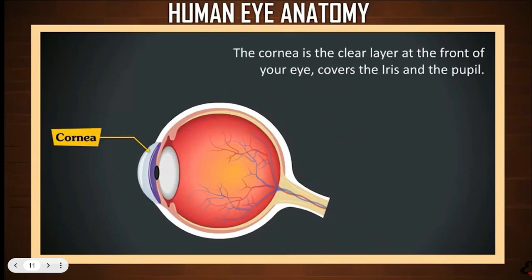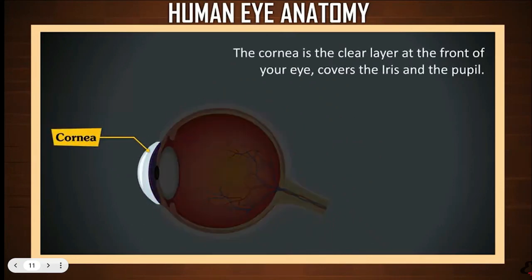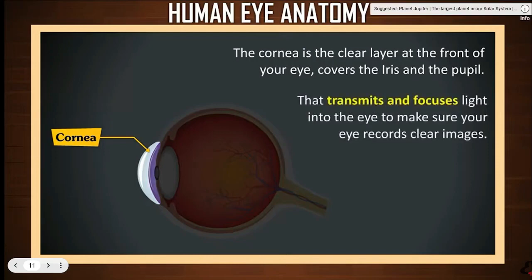Cornea. The cornea is the clear layer at the front of your eye, covering the iris and the pupil. It transmits and focuses light into the eye to make your eye record clear images.